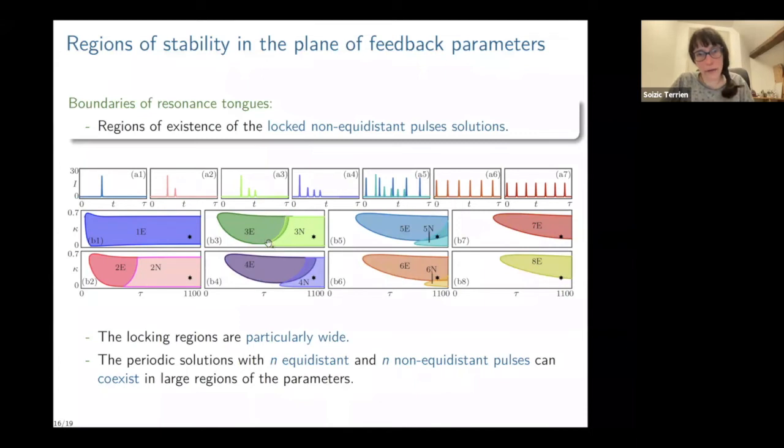Similarly, when we increase the value of tau, the region where both the solution with equidistant and non-equidistant pulses exist becomes larger and larger. So this is represented by the overlap here. It is rather small for the case of 3 pulses, but it gets larger for the case of 4 pulses, and even more for the case of 5 pulses. So overall, what we see here is that the locking regions are particularly wide. We have really large regions of locking where we see the non-equidistant pulses. And also that the periodic solutions with n equidistant and n non-equidistant pulses can coexist in large regions of the parameters. This is what we see here, for example.